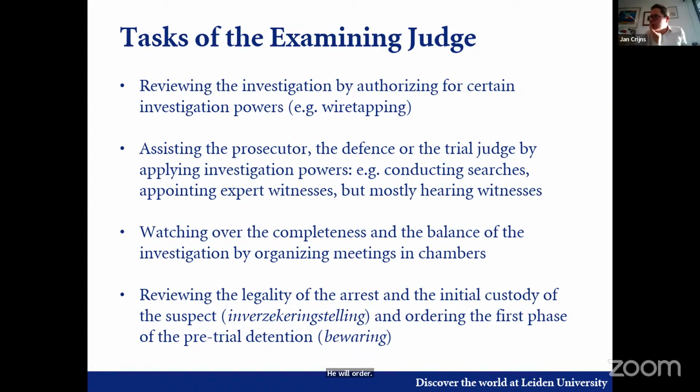So that is an important task, a task which also has a link with Article 5 of the European Convention on Human Rights, which guarantees each accused access to a judge, to an impartial judge, once he is detained. So in the Netherlands, an accused will not see the examining judge at the day of his arrest, but within 3 days and 18 hours, he must see an examining judge who will review the legality of his arrest and the first days of detention.